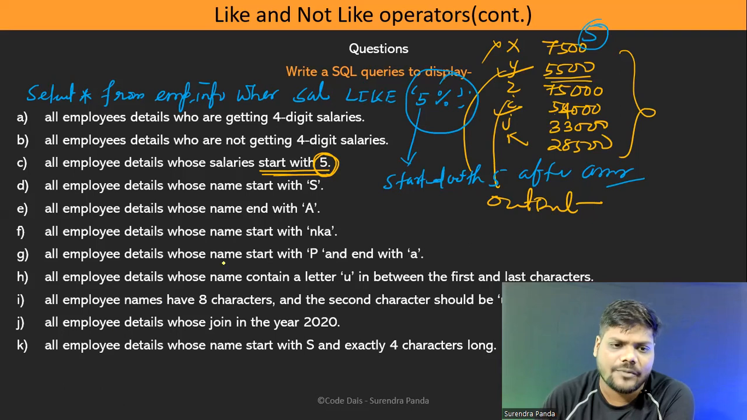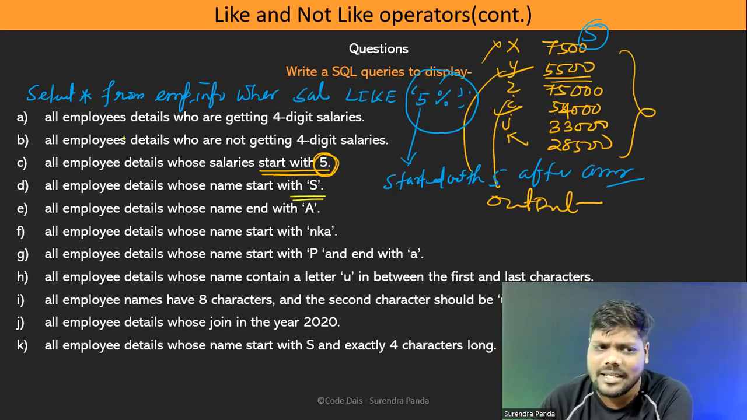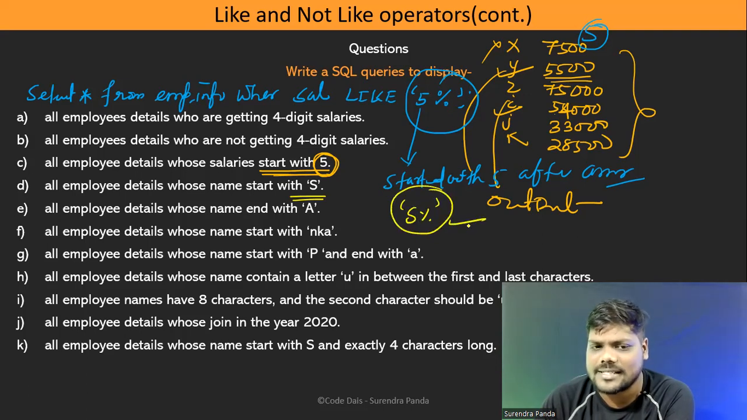Right, sir. So after that, display all the employee names, name started with S. Same thing: select star from EMP info where name like 'S%', S and then after that 0 or any number of characters. That's it. Name ended with A. Ended with A means the start can be anything. Ended with A. That's it.